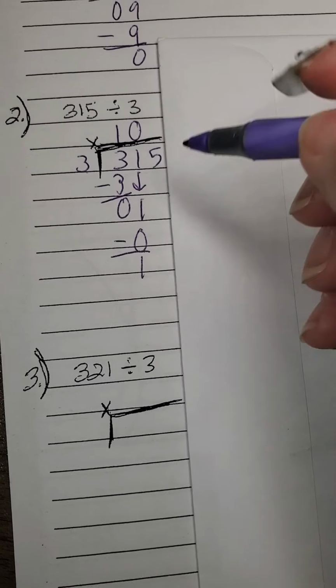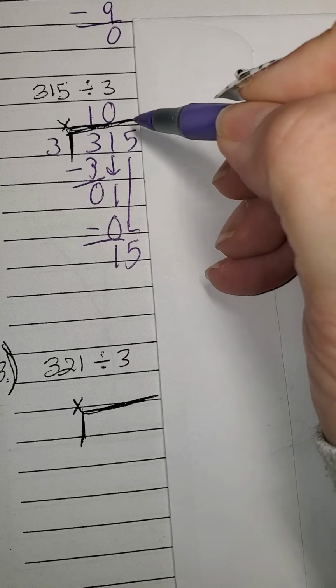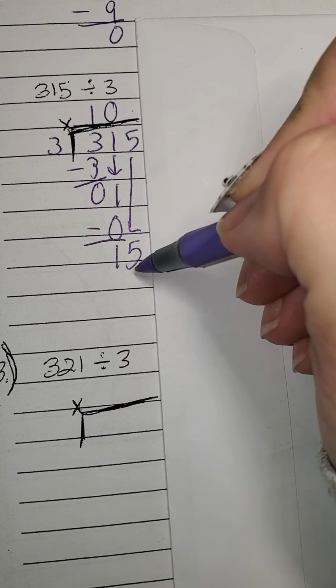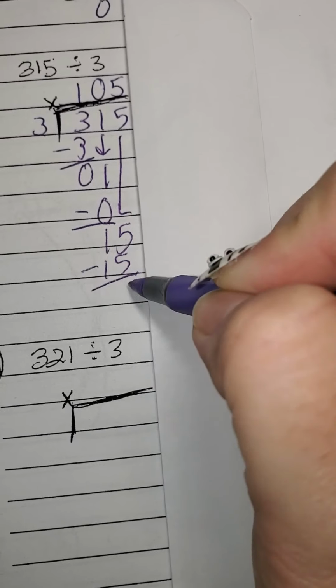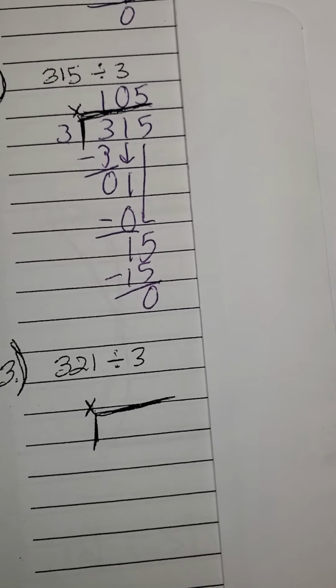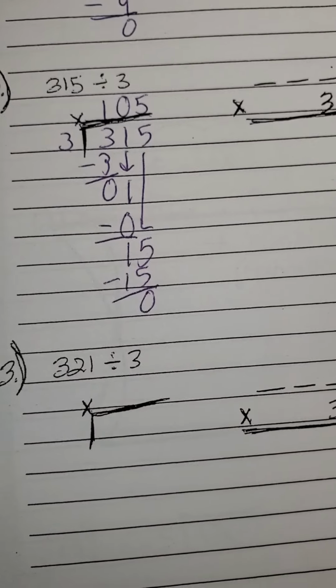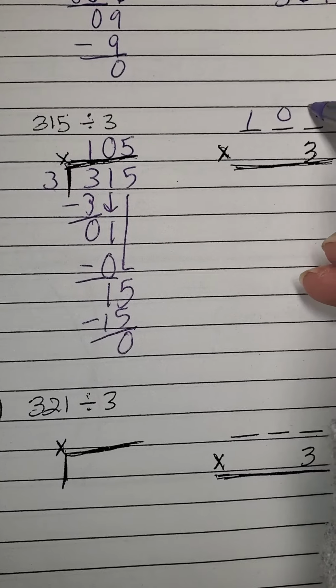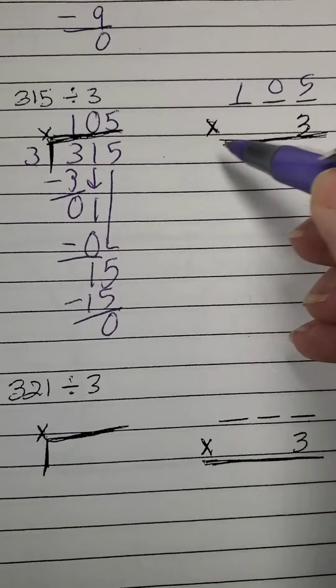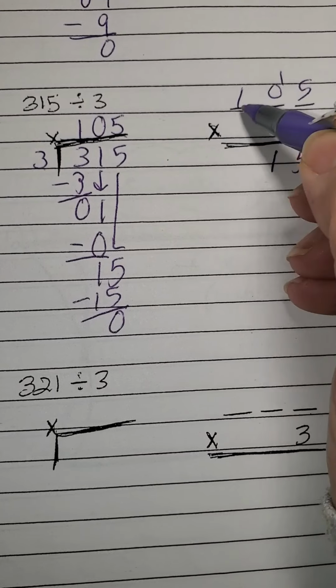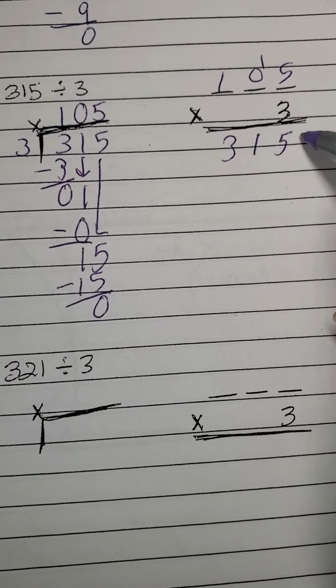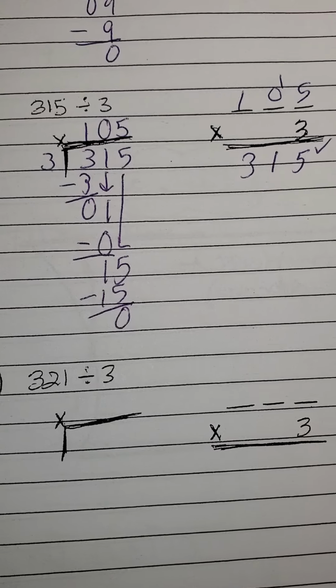Take it over. Bring down the 5. And now we have to ask what times 3 is close to 15. That would be 5. 5 times 3, 15. Always finish it out till the remainder, and nothing remains, no more. Let's check it. 105 times 3, 0, plus 1 more, and 315. It balanced out. We did that one correctly.